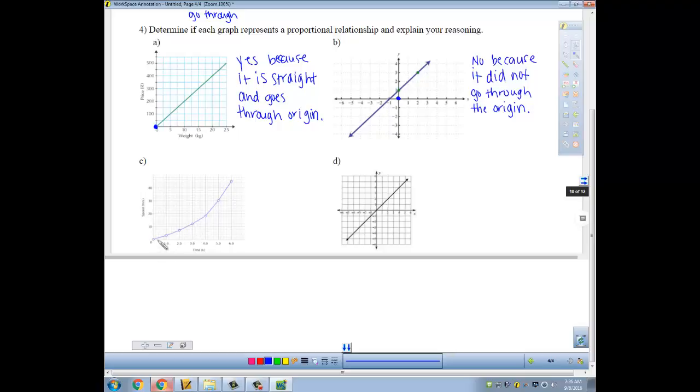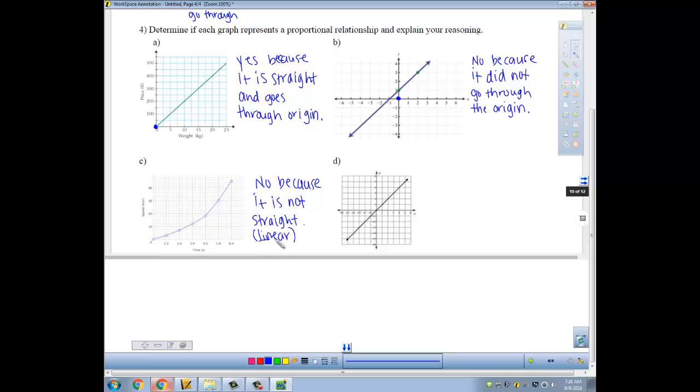Part C, I want to see, is it straight? No. So it's already no. No, because it is not straight. Another word for straight line is linear. Sorry, I was about to sneeze. Okay, so it is not proportional because it's not straight, and again, another word for that is linear.